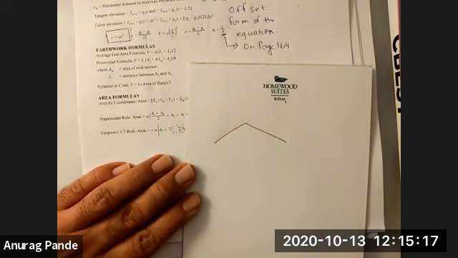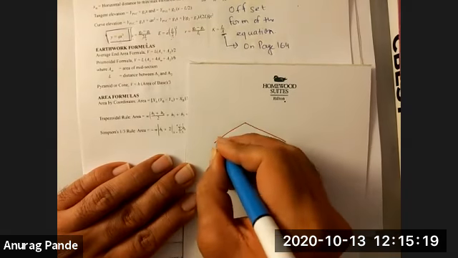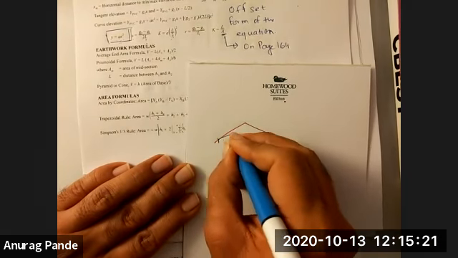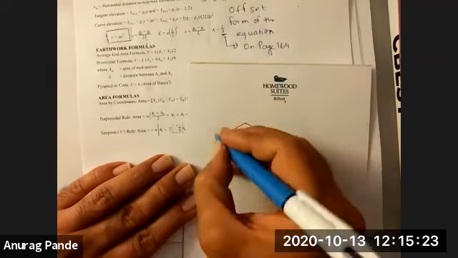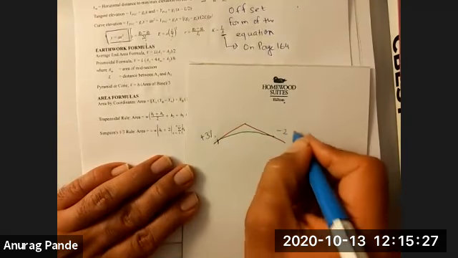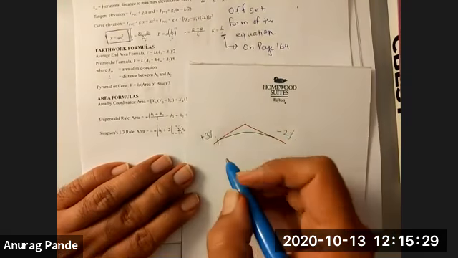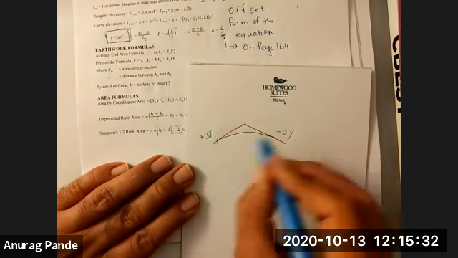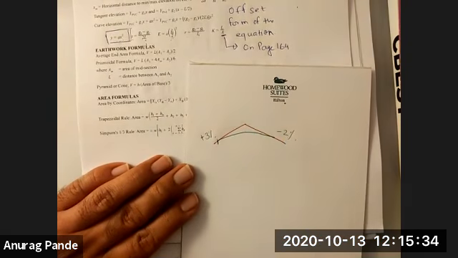I'll use a different color here. And then let's say this is my PVC. Let's say this curve is plus 3%, and then this grade is minus 2%. So this is a crest vertical curve because the G1 value is greater than the G2 value.